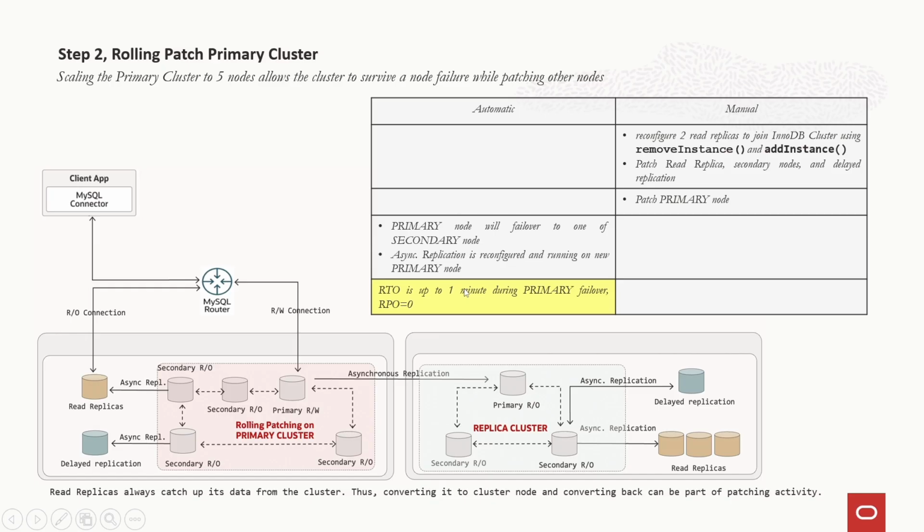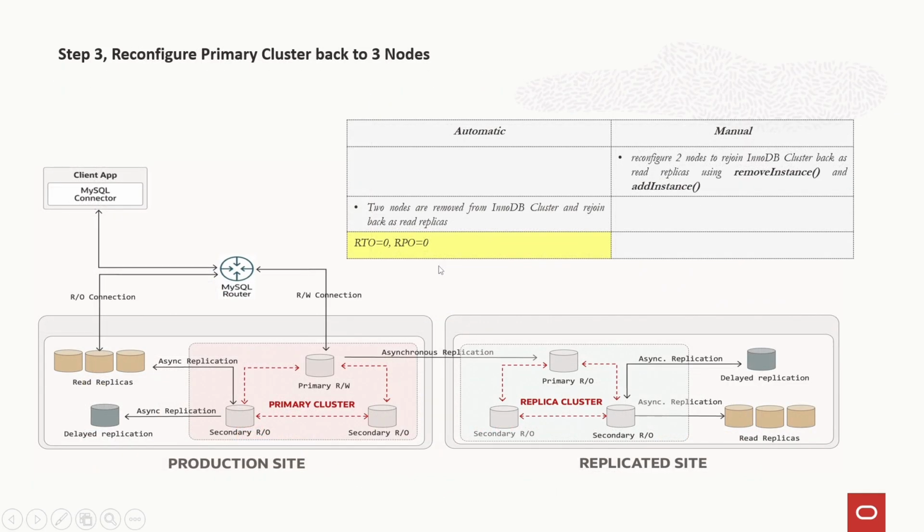The way to do it is basically to promote one or two read replicas to become secondary nodes of the InnoDB cluster. So that if we do a patching and one of the nodes fails, the cluster will still be up and running, and survive.